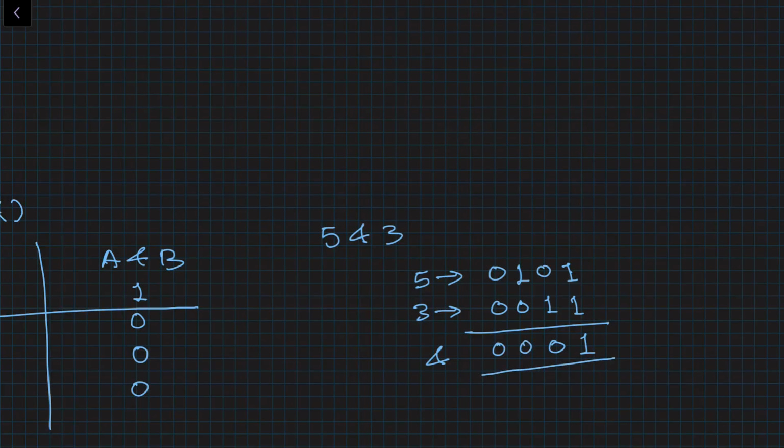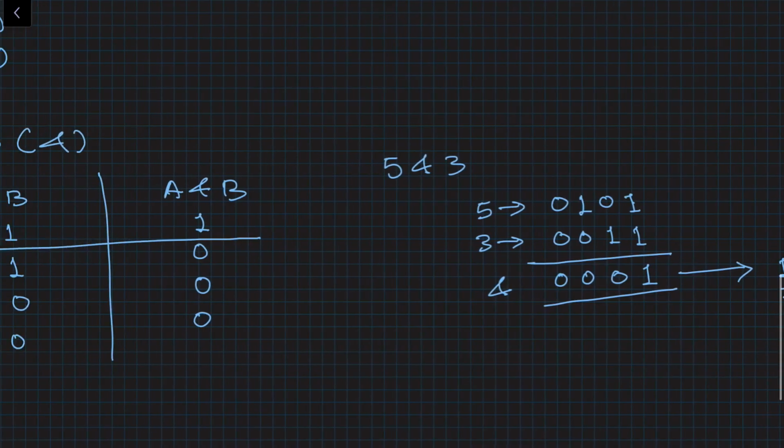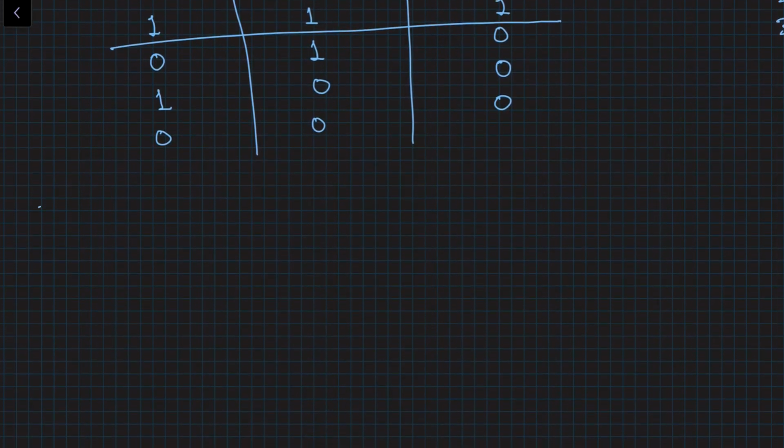So this is the output of the operation 5 and 3, and this is the binary representation, and if you convert it into decimal, it is going to be 1. So 5 AND 3 is going to return us the value 1. So I hope you understand what is bitwise AND. Let's go to our next, which is bitwise OR.